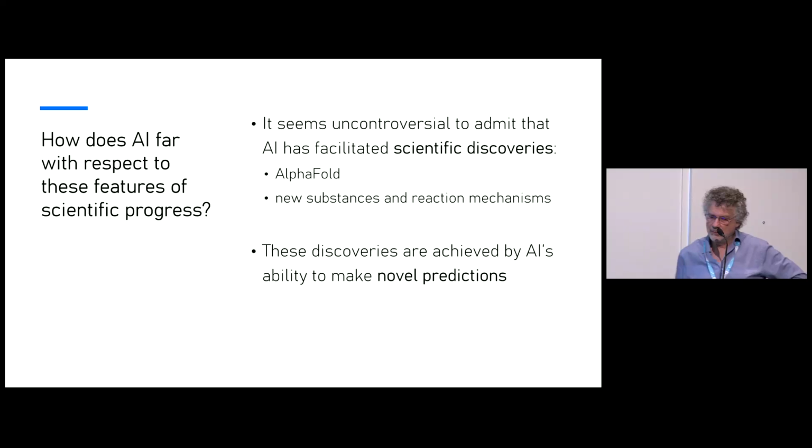So how does AI fare with respect to some of these features that characterize scientific progress? Well, it seems uncontroversial to claim that AI contributes to progress in the sense that it has accommodated scientific discoveries. Scientists have discovered new substances that are used to synthesize new drugs. They have discovered new reaction mechanisms, and that is through the use of AI. In fact, AI's ability to accommodate discoveries is based on the fact that AI makes successful novel predictions. So here, the idea of progress, which is accommodated and satisfied by AI, is the idea which is connected to the achievement of novel predictions.